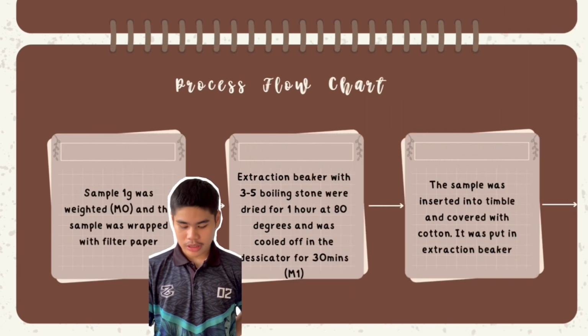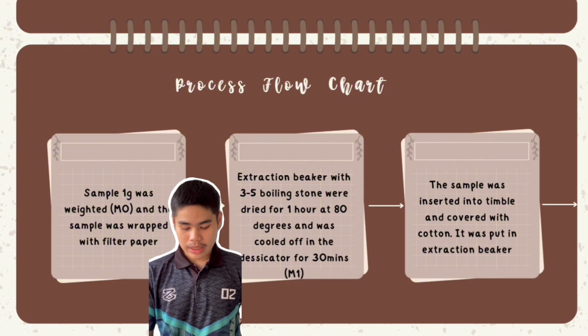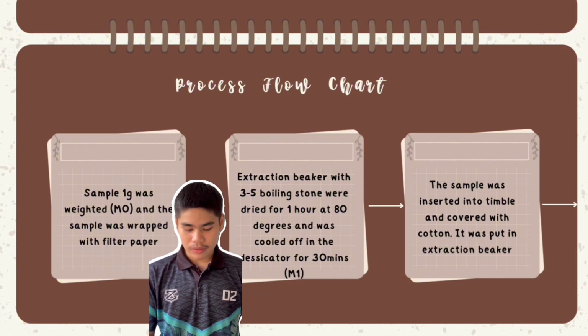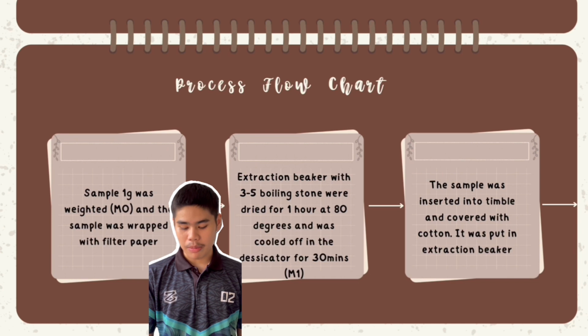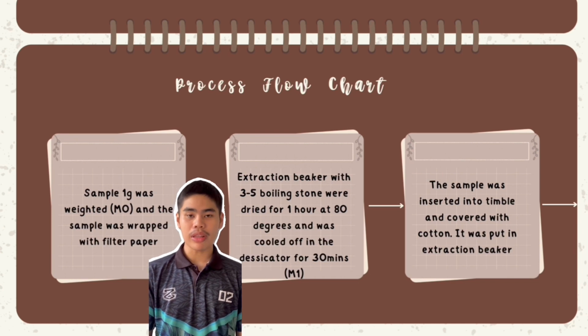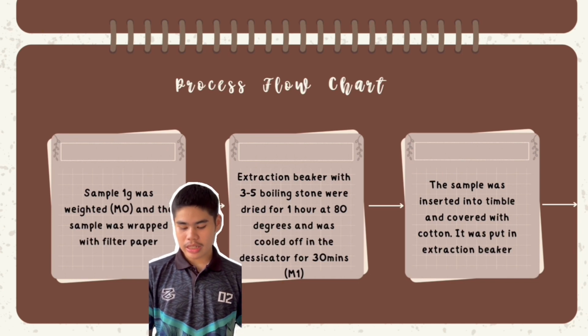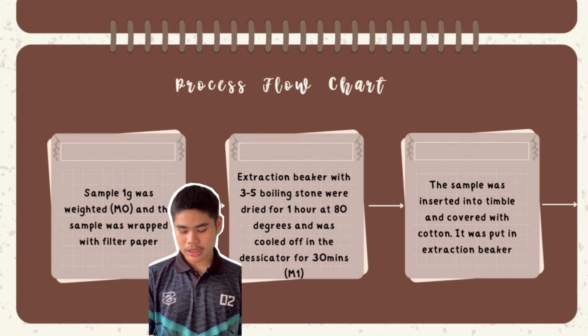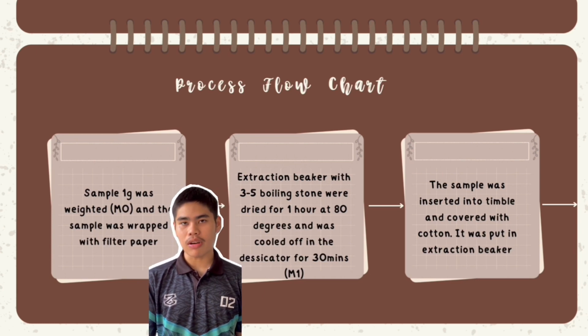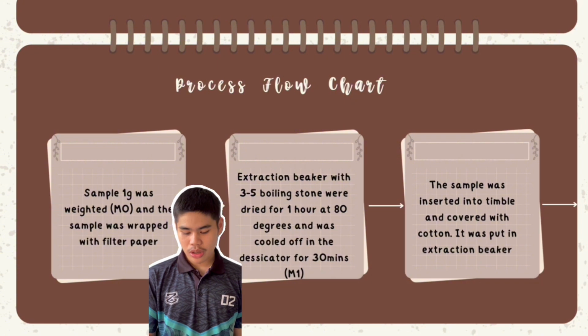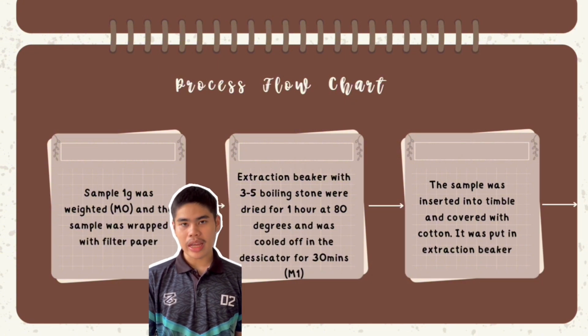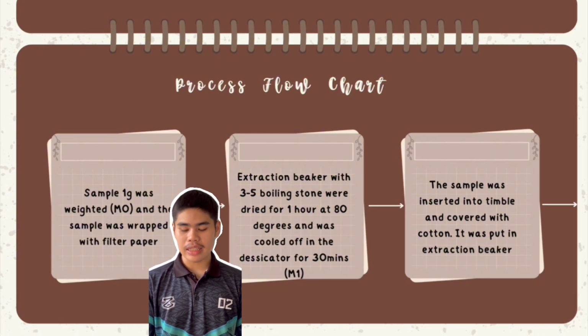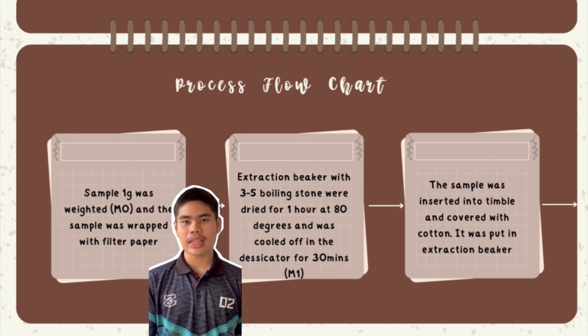For the process flow chart, first of all, a sample of 1 gram was weighed, which is M0, and the sample was wrapped with the filter paper. Second, extraction: the beaker with the tip of 5 boiling stones was dried for 1 hour at 80 degrees Celsius, then cooled in the desiccator for 30 minutes. That is M1.